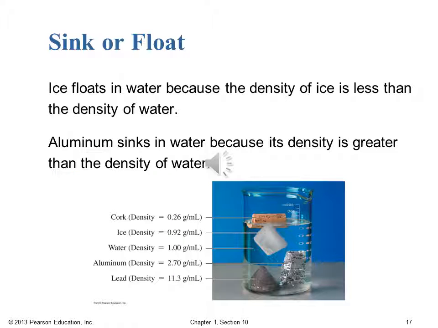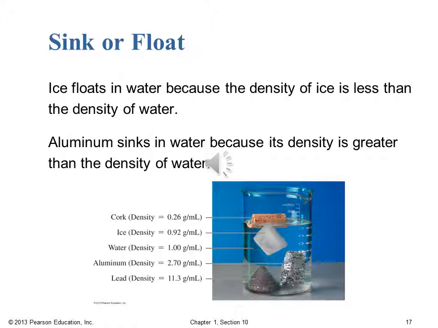Alright, so we've worked some density problems now. Let's talk about sink or float. Ice floats in water because the density of ice is less than the density of water. Aluminum, on the other hand, sinks in water because its density is greater than the density of water.